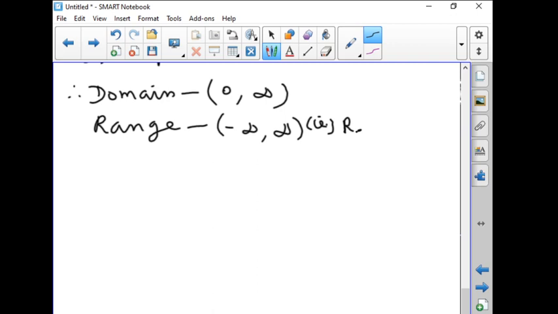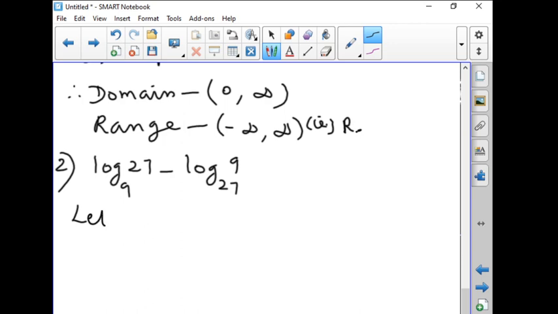Okay, now we'll go to the second question. Question number 2. Compute log 27 to the base 9 minus log 9 to the base 27. Okay, see here we cannot use the quotient rule because both the logarithms are of different bases. They are of different bases, therefore we cannot use the quotient rule.